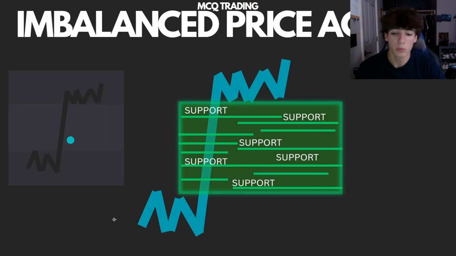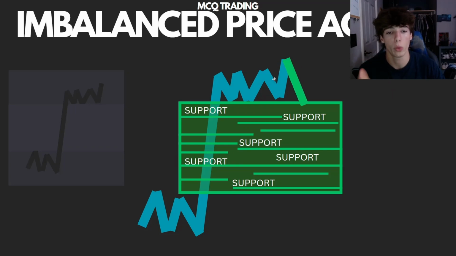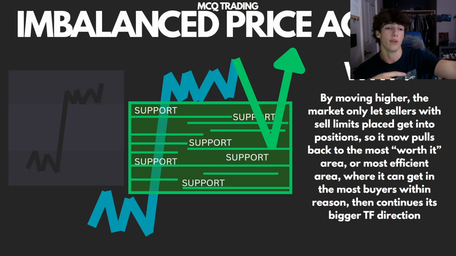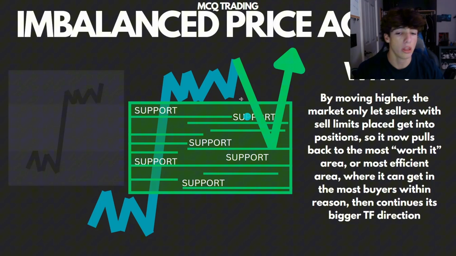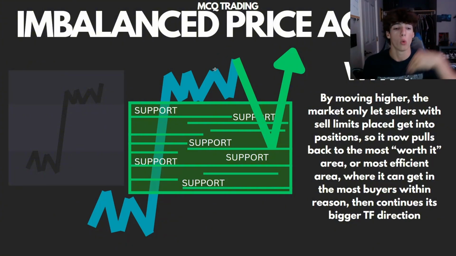Here's an example. When price sits here and consolidates, giving both sides opportunity to get in, it moves sharply to the upside, then consolidates again. If we see this and the market decides to, we can expect a retracement into the value gap, hitting 50%, whatever we want to hit, whatever is the most efficient zone within this area, and then it continues back to the upside, right? It's really that simple. So it only gets those sell limit orders in, none of the buy limits, right? So now the market pulls back to the most worth it area, or technically speaking the most efficient area, where it can get in the most buyers within reason, given all the algorithms and the variables and all that stuff, right? And then it continues in the bigger time frame direction, right?